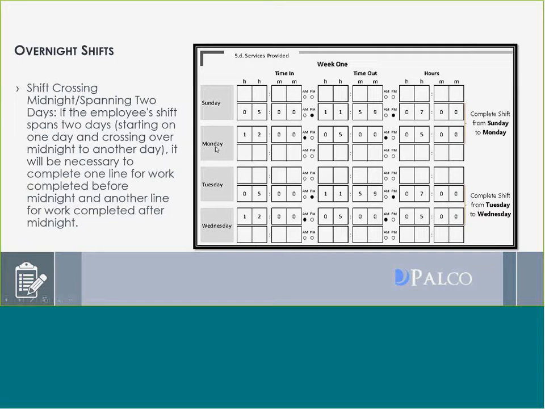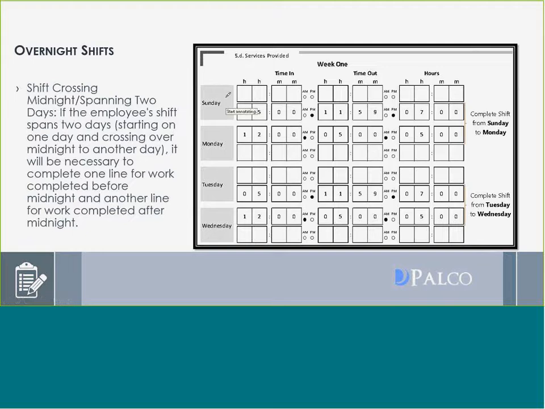So you see, you start working on Sunday and you end your shift on Monday. So it spans 2 days there. Your shift is crossing midnight from Sunday through Monday. So how are you going to show that in your paper timesheet? You have to do it like I'm showing it just right here.